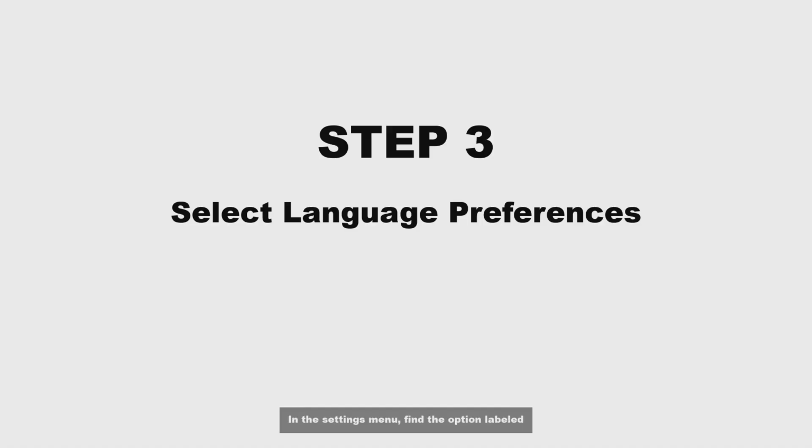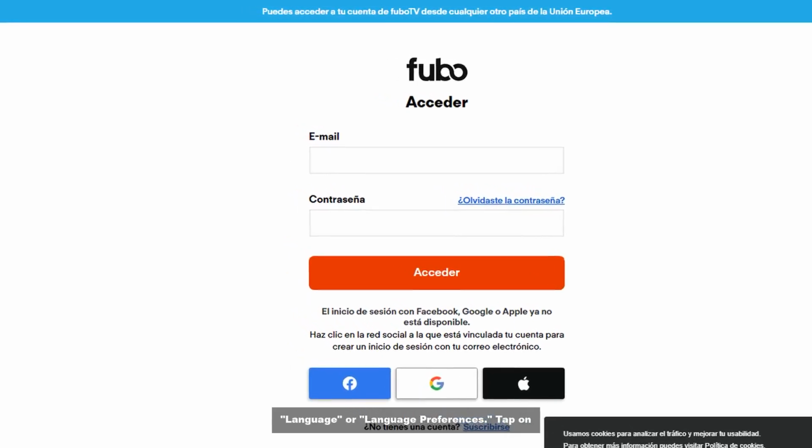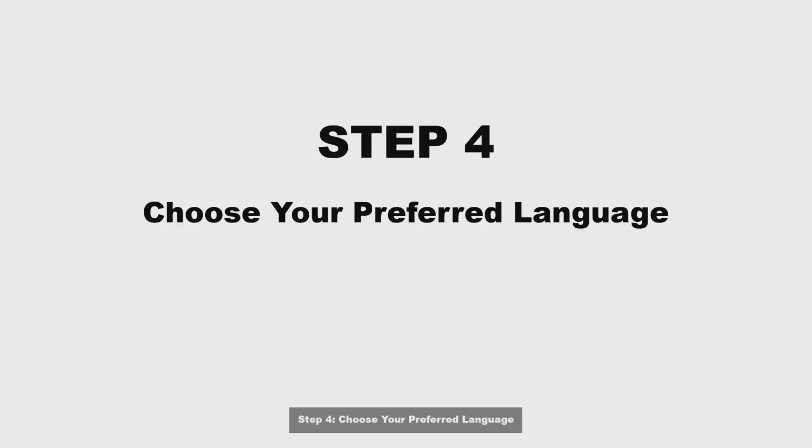Step 3. Select language preferences. In the settings menu, find the option labeled language or language preferences. Tap on it to see the available language options.